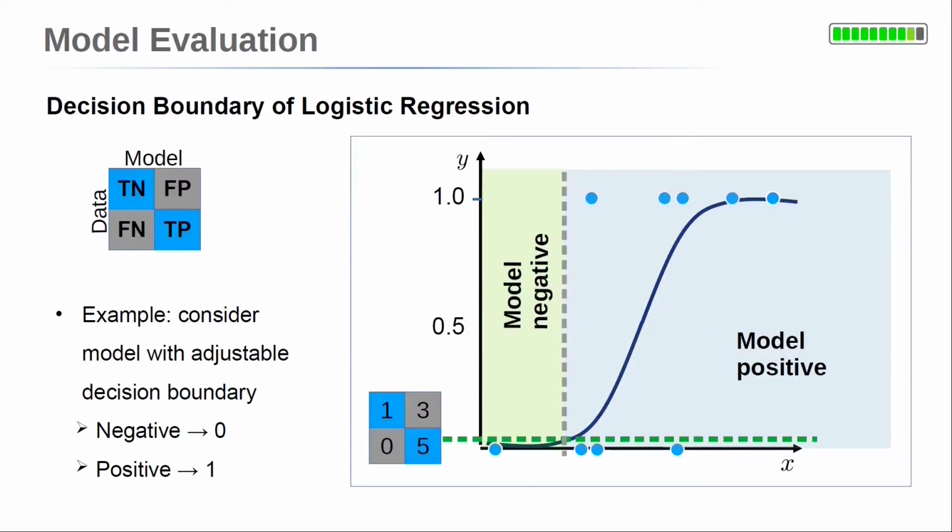Now let's shift the decision boundary closer to the left. So only a single data point is on the left side of the gray line. This one is correctly classified as negative. However, now we have 3 negative data points classified as positive. So we have 3 false positives. All positive data points are now correctly identified by the model.